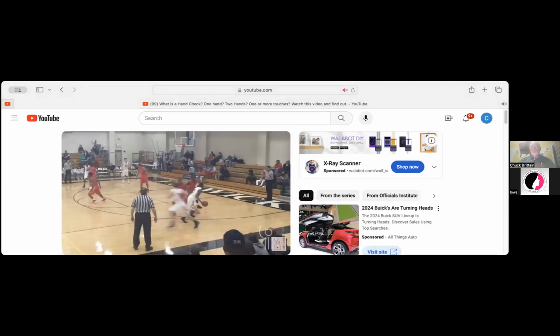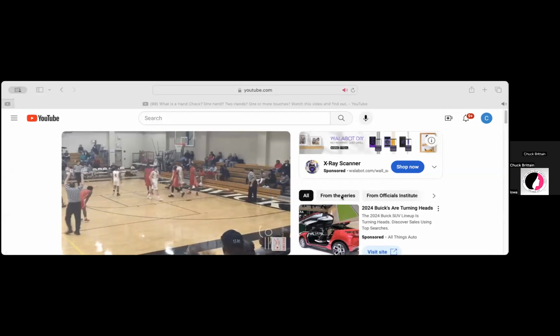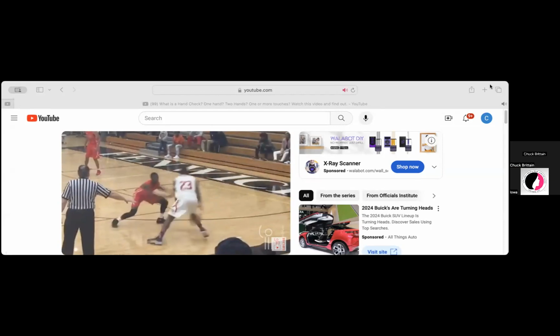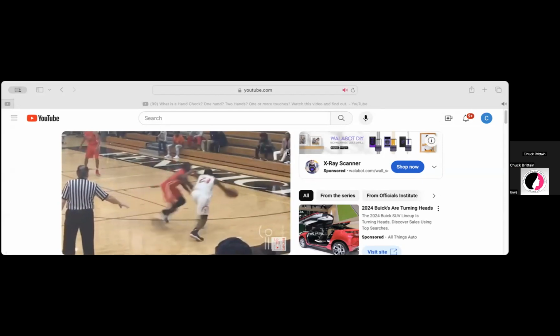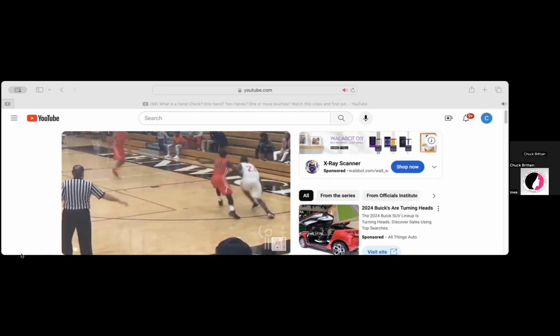Our next play starts with the defensive matchup on the sideline, and as the offensive player makes his way toward the end line, the official stops play and calls a hand-checking foul on the defender. But did he actually put his hand on the dribbler? If we zoom in and examine closer, we'll see the defender in fact did not actually use his hand, but instead extends his forearm onto the torso of his opponent.